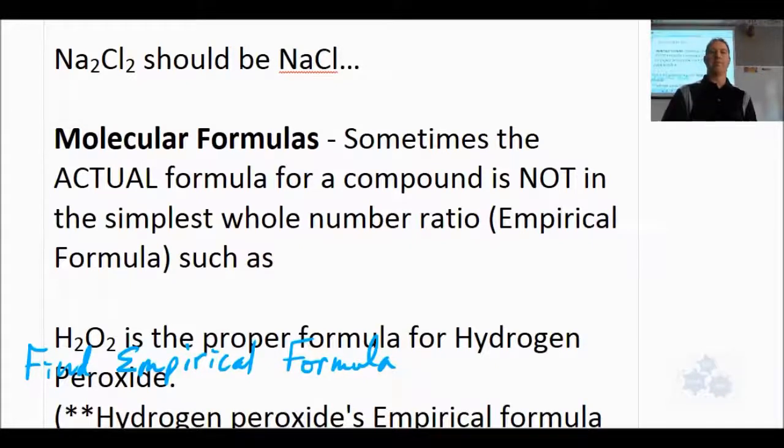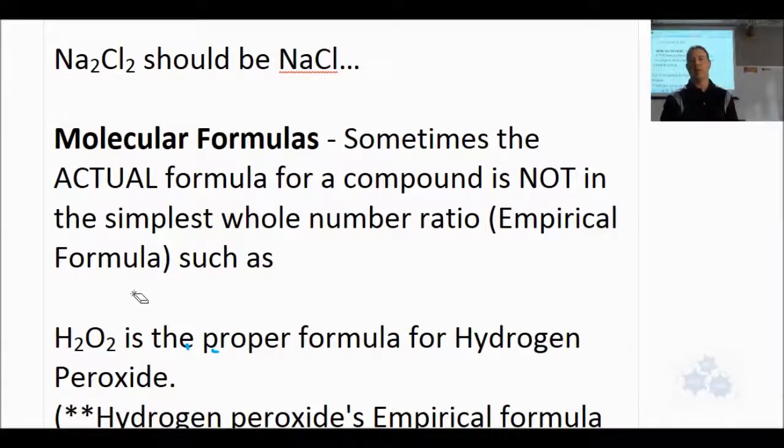So, for example, let me just erase this for you. For example, a molecular formula for hydrogen peroxide is H2O2. That's hydrogen peroxide. And notice this is not the simplest whole number ratio. So in most cases, empirical formulas are the proper chemical formulas for a compound. But in some cases, we have other formulas that are not the simplest. So that's sort of the distinction between empirical and molecular. Molecular formulas could be the same as the empirical formula, but sometimes they're not.